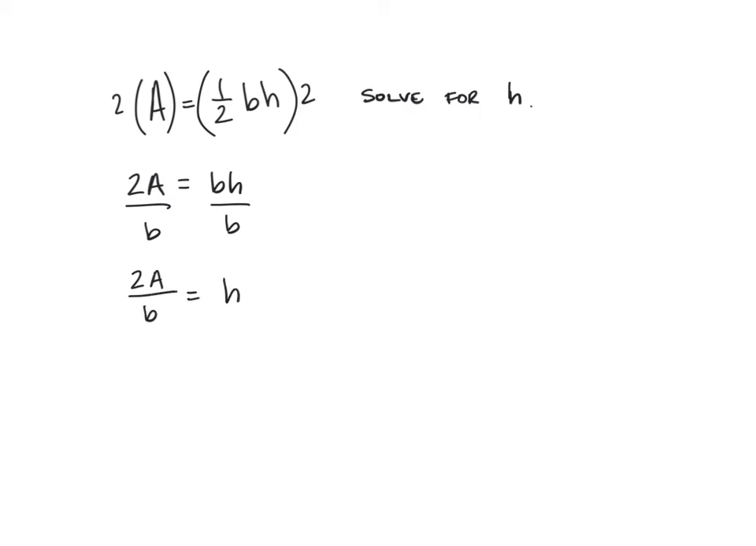So now we have rearranged this original equation, where it was solved for the area, and now we know what h is when you have a triangle and you want to know the relationship between the area of that triangle and its base. So we've successfully solved for the height of a triangle given the area and the base.